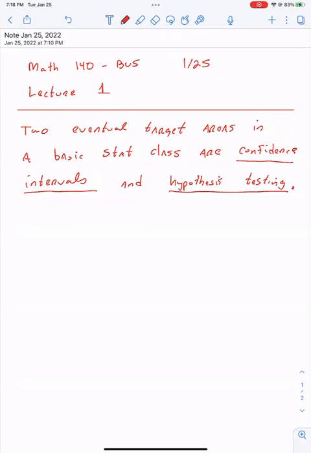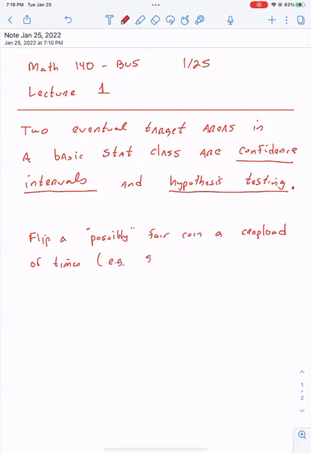And they're going to record the results. So flip a possibly fair coin a crap load of times, for example, 5,000, and record the results. So let's look at some possible outcomes. Suppose it was 2,500, 2,500. Suppose after 5,000 flips, 2,500 times it was heads, 2,500 times it was tails. Can you conclude definitively that the coin is fair?